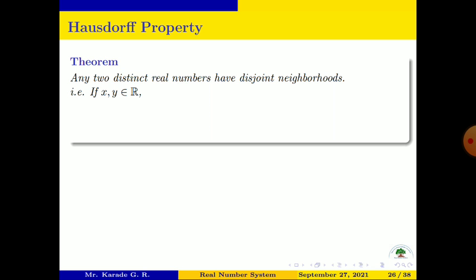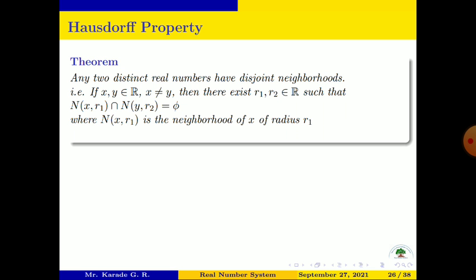That is, if x, y belong to R and x and y are not the same, then there exist real numbers r1 and r2 such that the neighborhood of x with radius r1 and the neighborhood of y with radius r2 have no common point, meaning their intersection is empty, where N(x, r1) is the neighborhood of x with radius r1 and N(y, r2) is the neighborhood of y of radius r2.